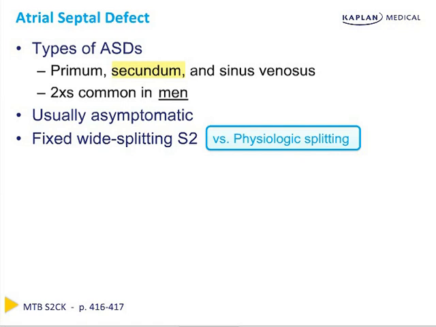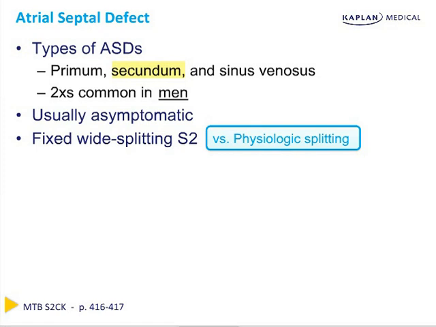When you take a deep breath, because of the increased return of blood to the right side of the heart, the pulmonic valve closes a little later. And because of the decreased return to the left side of the heart, the aortic valve closes a little sooner. So you have A2P2, or a little split, in inspiration, and then not split at all in expiration. That is physiologic splitting. But in ASDs, you have a fixed wide split S2 throughout inspiration and expiration, and that can be heard all the time.